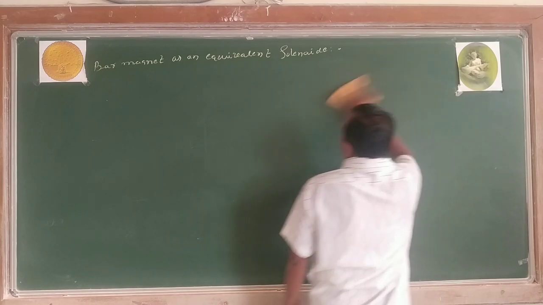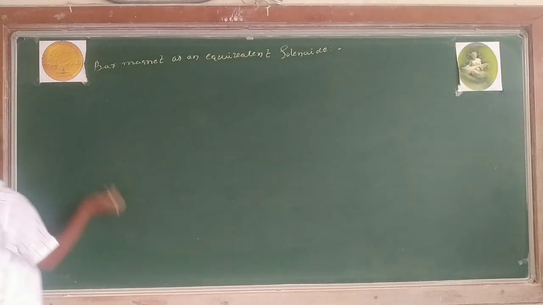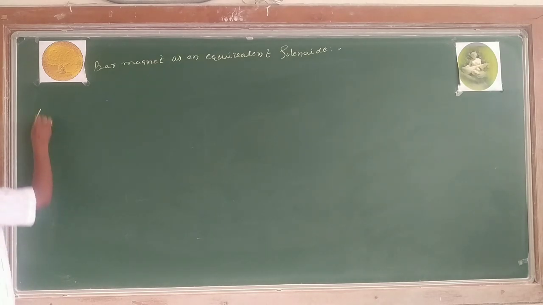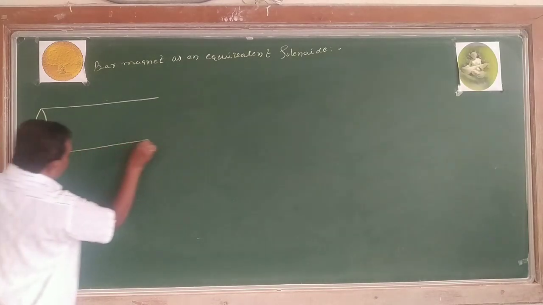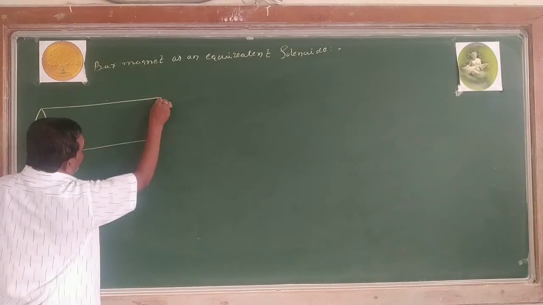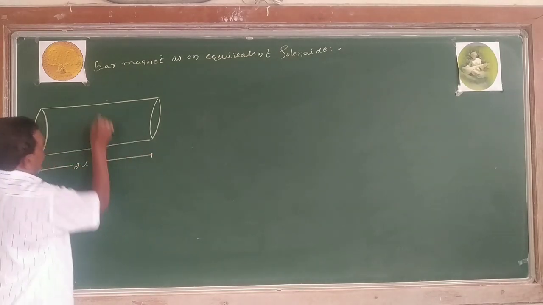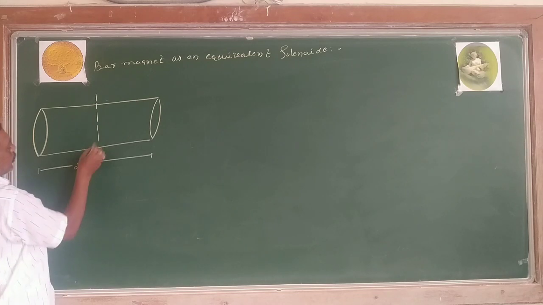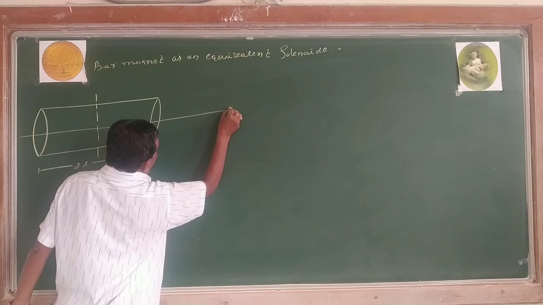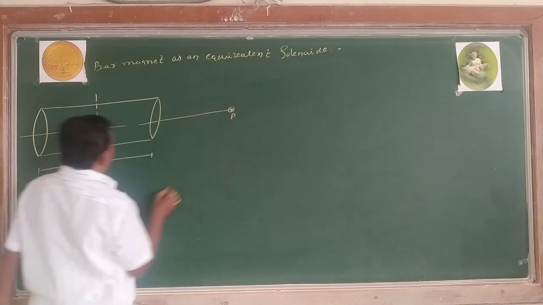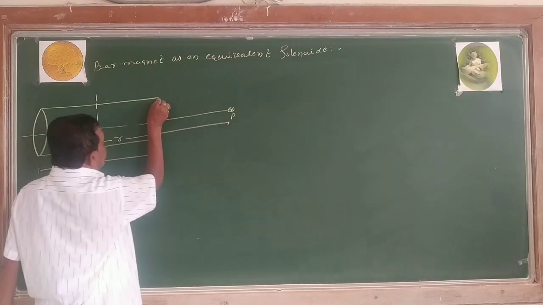So our aim is to show that a bar magnet has an equivalent solenoid. So I take the solenoid. It consists of a number of turns. This is a cylindrical base on which a number of turns are wound, of length 2L. This is the center, and this is the axis of the solenoid. P is a point on the axis of the solenoid at a distance r, and a is the radius.